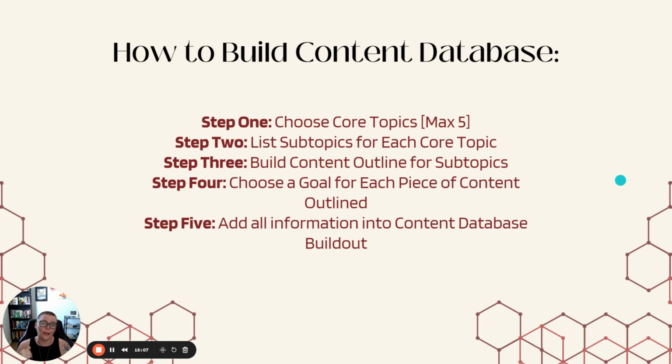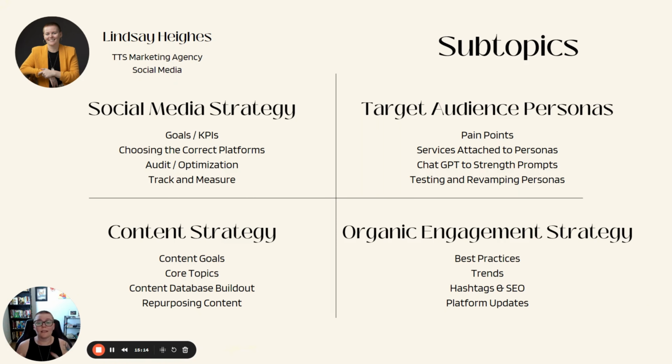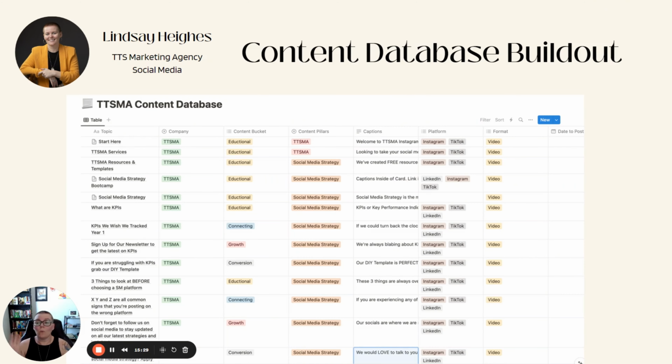So let's go through a quick example of my business so that I can show you how our content database works. Our core topics are social media strategy, target audience personas, content strategy, and organic engagement strategy. Our subtopics underneath them are all listed out, and they all relate to the big overall core topic. Now, you can take all of those subtopics and bring them into your content database. And as you can see here on the left-hand side, there's a huge list of topics.